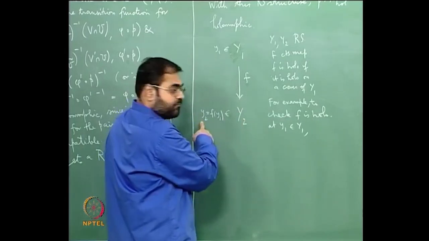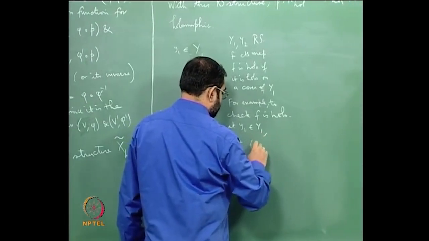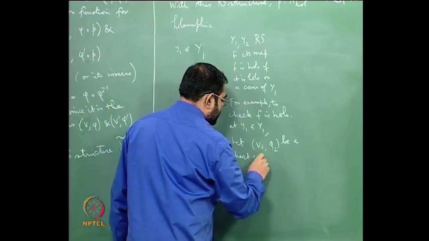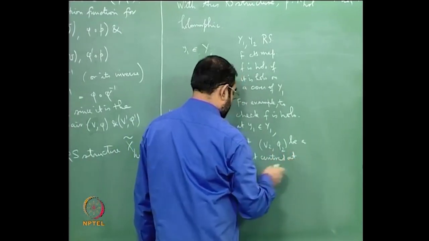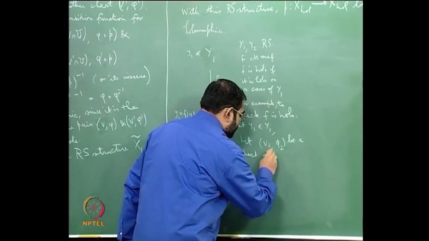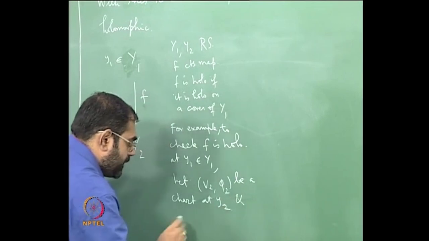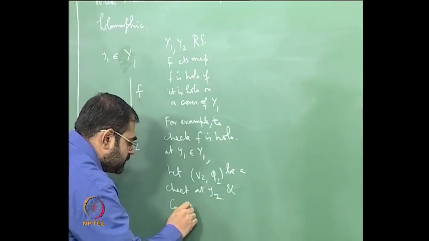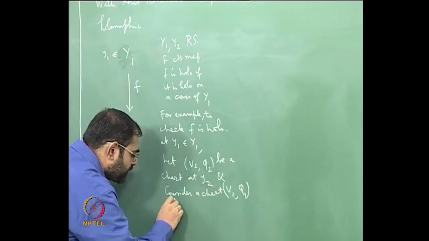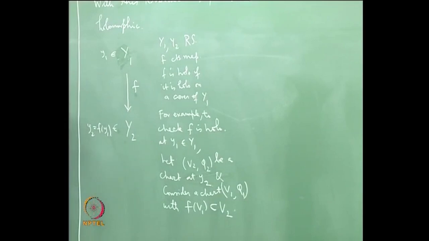You take a chart centered at y2, let's say (V2, phi2) be a chart, and when I say centered I mean containing y2, for the Riemann surface below. And consider a chart (V1, phi1) with f of V1 going into V2. So I can do this.